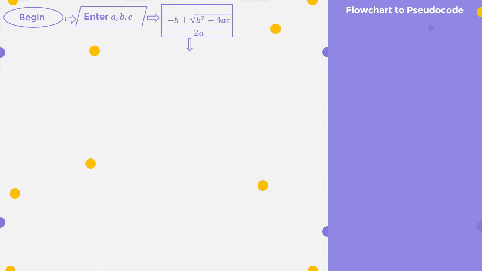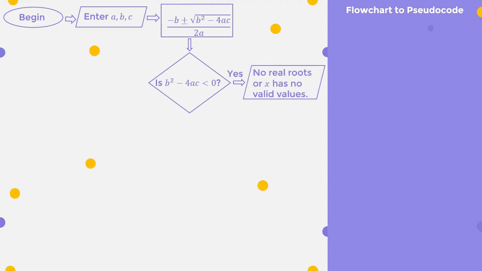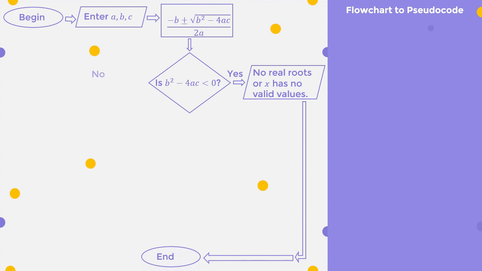We want to decide, is b squared minus 4ac less than 0? Is the discriminant less than 0? If we say yes, then there must be something wrong. We'll say no real roots or x has no valid values. If there are no real roots, then it will go to stop. The program is going to end. Okay? But what if we said no to that question?